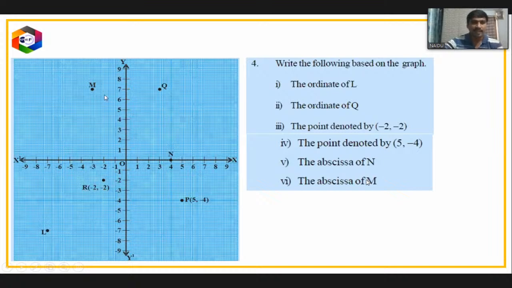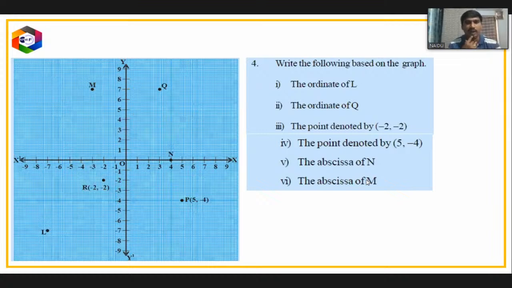M, Q, P, R and L. Now based on this, some problems are given here. Observe this. What is the ordinate of L? Here, as we know about ordinate and abscissa, abscissa is the x coordinate, ordinate is the y coordinate.